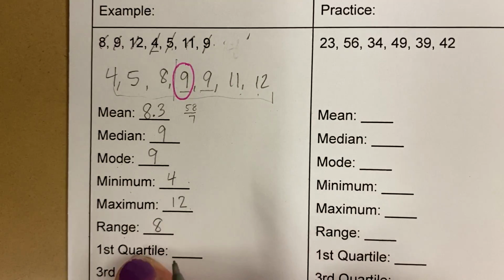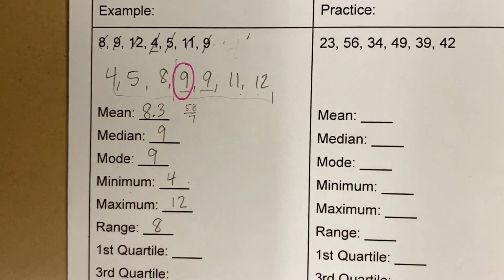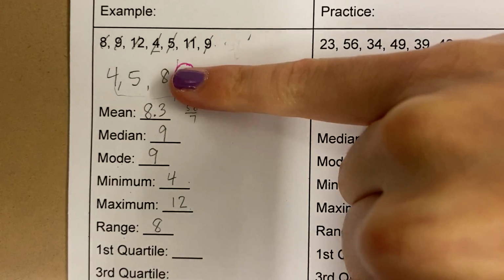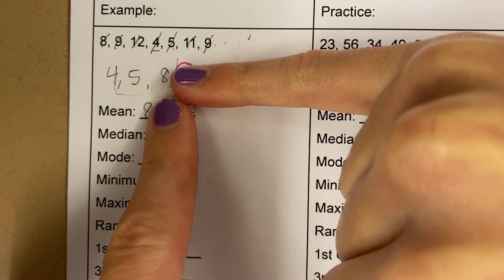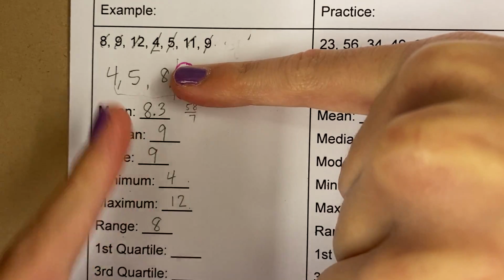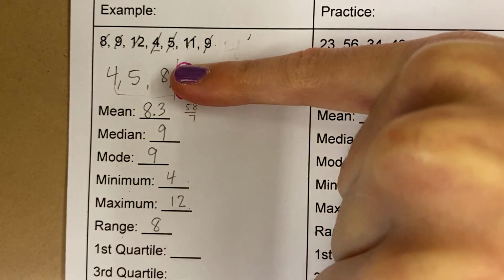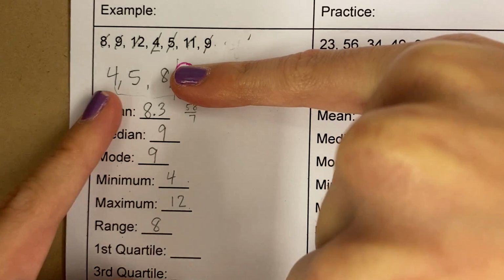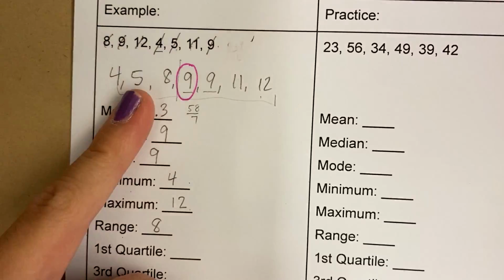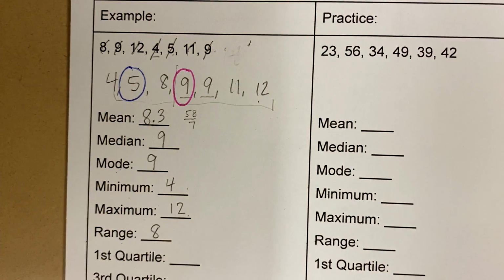The first quartile is the middle of the bottom half. So look, I'm going to cover the median and the top half, okay? And then I'm going to look at the bottom half. What's the middle number? Don't overthink this. There's 3 numbers. Which one's in the middle? The 5, okay? That's the first quartile.